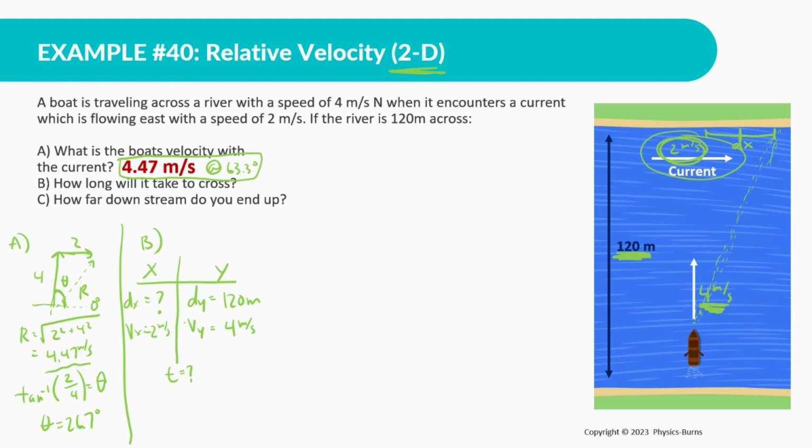So now how I'm going to find time is, on this y side, I have two pieces of information. I have the distance and the velocity. I have the distance in the y direction and the velocity in the y direction. And now I can use that to find the time. So this is how I'm going to do it. Velocity in the y is equal to this distance in the y divided by time. Since we're looking for time, I'm just going to rearrange this. T is equal to distance in the y divided by velocity in the y. Time is equal to 120 divided by 4. Time is going to be equal to 30 seconds.